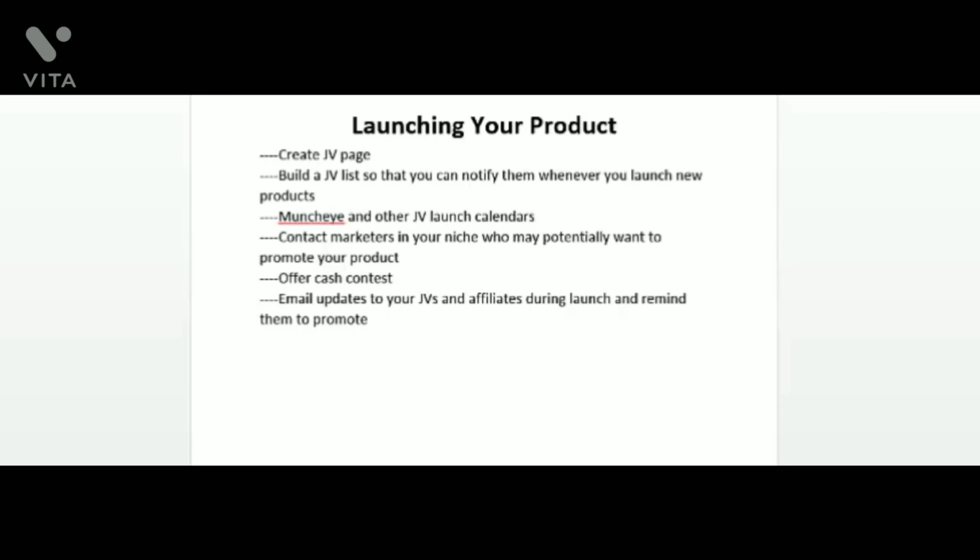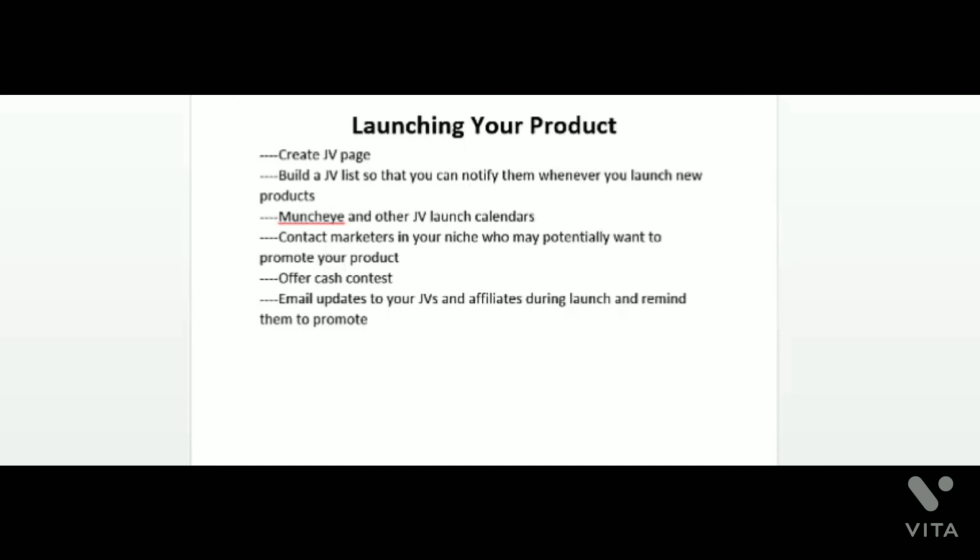When you have a product launch coming, list your product on one of these many JV launch calendars such as Muncheye. I just use Muncheye, but if you want, you could use other JV launch calendars. And what I'm talking about is websites where they list upcoming product launches, okay? Because you want to get exposure and you want affiliates to take notice of your upcoming product launch.